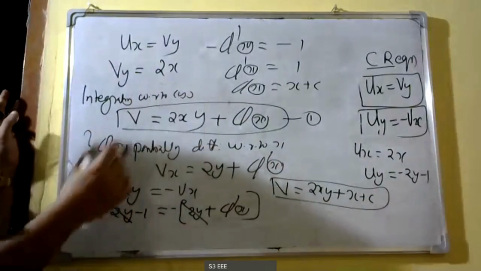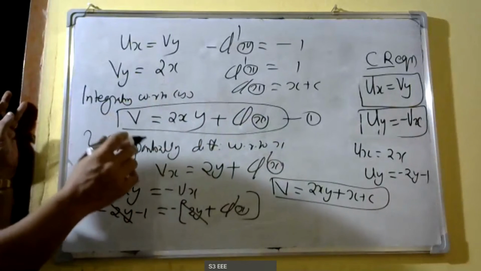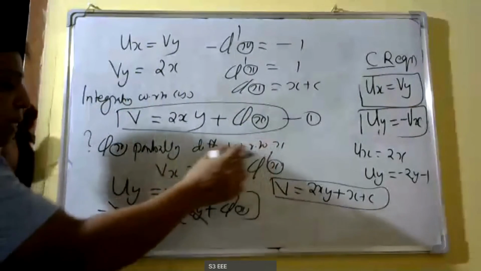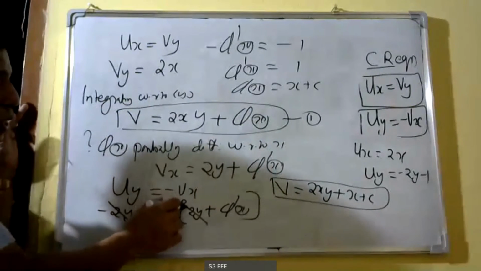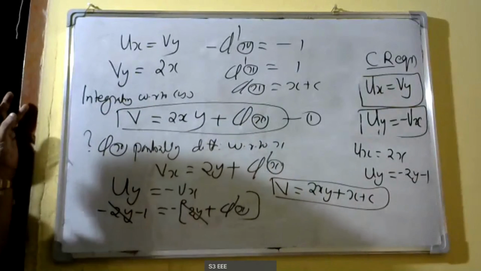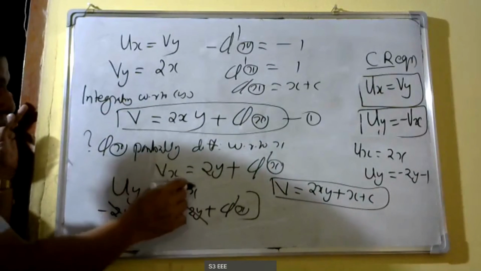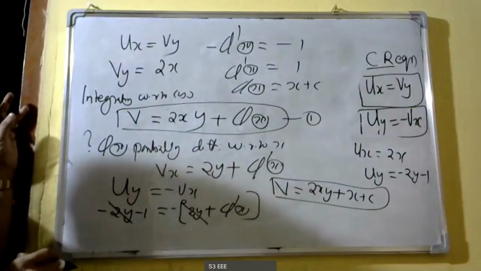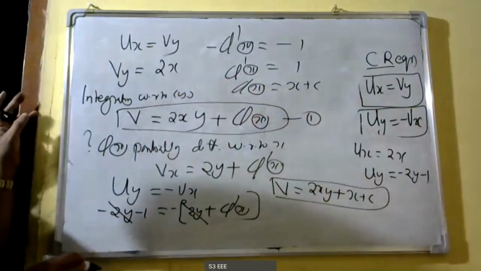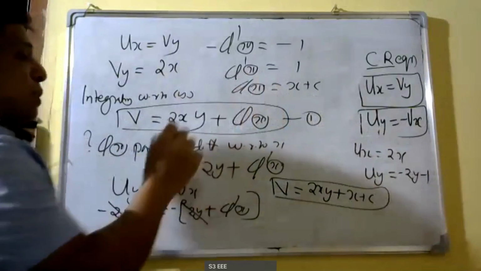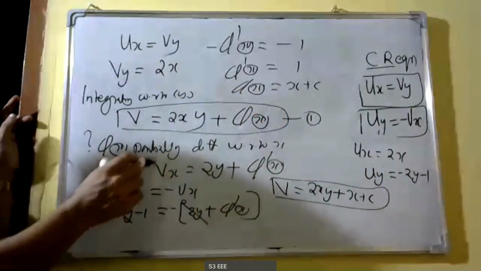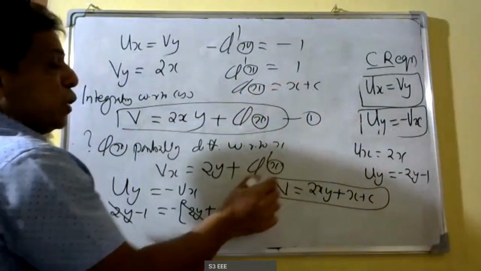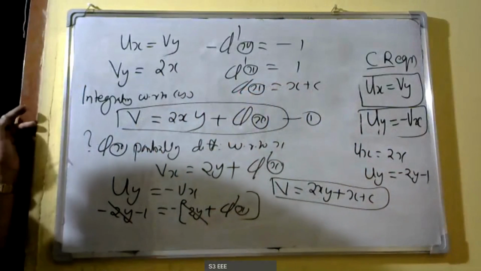Then we take the second Cauchy-Riemann equation, uy equal to minus vx. We know uy is minus 2y minus 1, and vx is equal to 2y plus pi dash x. Then the common term, minus 2y, cancels. Therefore, minus pi dash x is equal to minus 1. That is, pi dash x is equal to 1. When we integrate this, pi of x equals x plus c. Therefore, substituting the value of pi of x in equation 1, we get the harmonic conjugate v equal to 2xy plus x plus c.